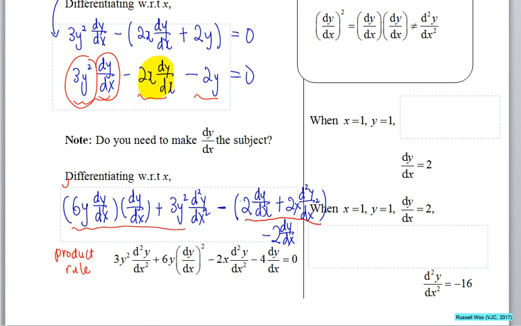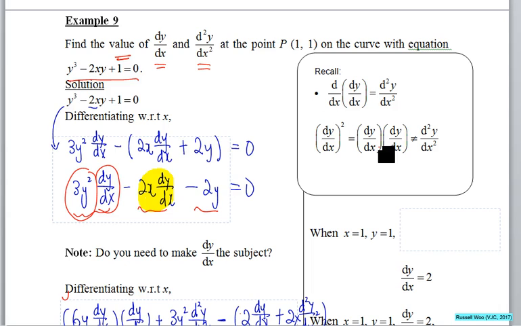Okay, pause a while. Anyone has any burning questions? All okay? All good? Thank you. Actually, let's remember the question again. The question required us to find the value of dy dx at this point. That means when x is 1, y is 1.